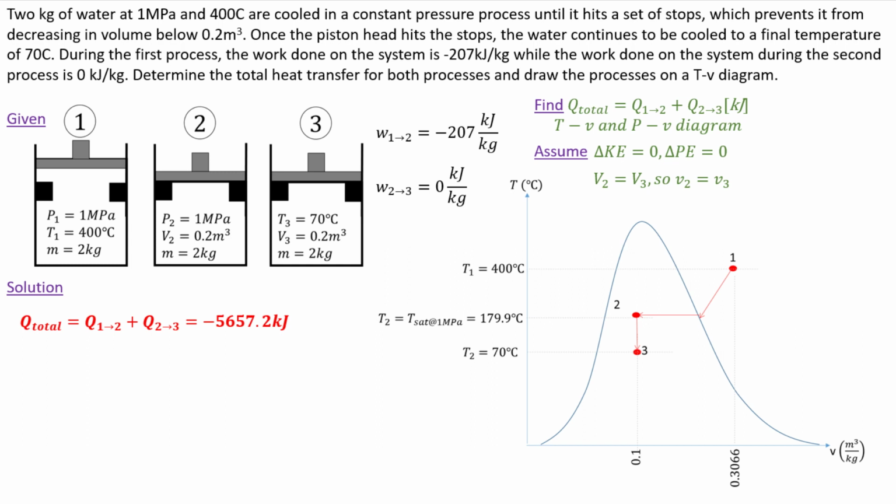The other thing I needed to pull off was two things. I needed the specific volume at state 1, and you can get that in the superheated tables. It doesn't require any interpolation, just pull it right off the table. And then the temperature at state 2. You're saturated at state 2, so it's just the saturation temperature at 1 megapascal.